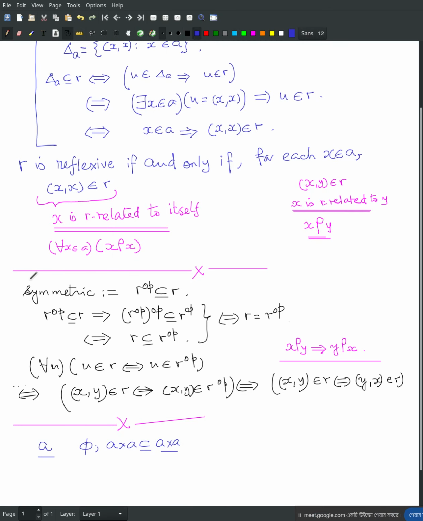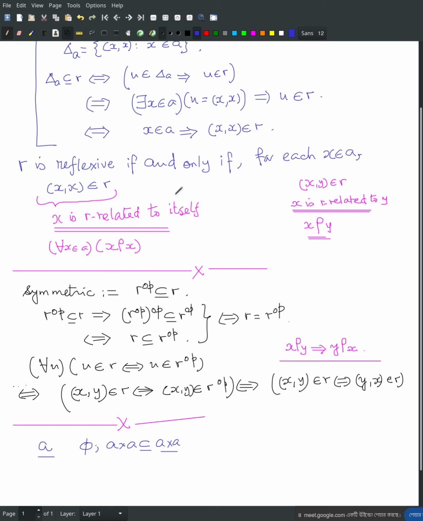Can you make a guess or give me reasons? Is the empty set reflexive? Yes. Why? Because for all elements of your empty set, that element with the pair of that element and that element is in the empty set.